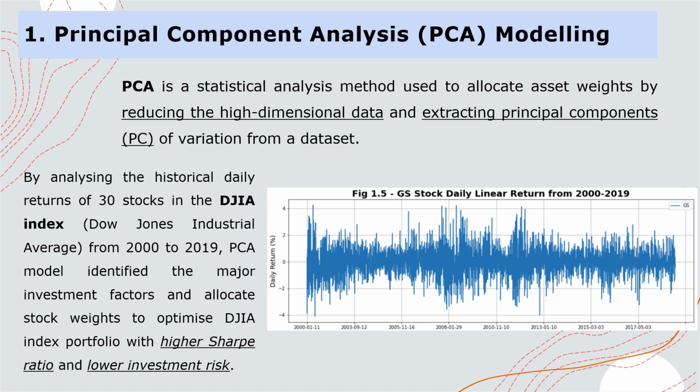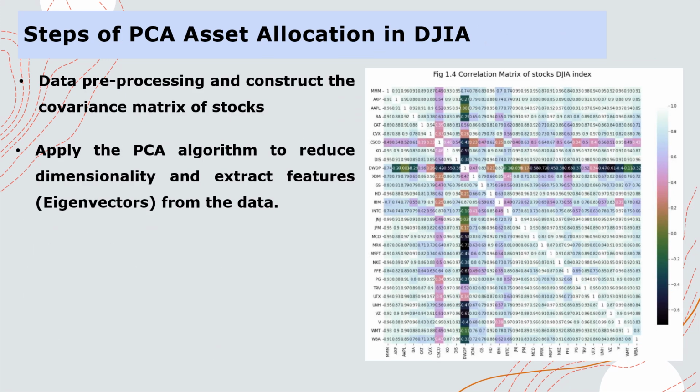I will demonstrate the PCA model by using the Dow Jones Industrial Average Index dataset from 2000 to 2019. This DJIA index includes 30 stocks, and the figure on the right shows the historical daily return of one of the constituent stocks, that is Goldman Sachs. The steps of the PCA method are as below. Firstly, I performed the data pre-processing and constructed the covariance matrix. The figure shows the covariance matrix of these stocks.